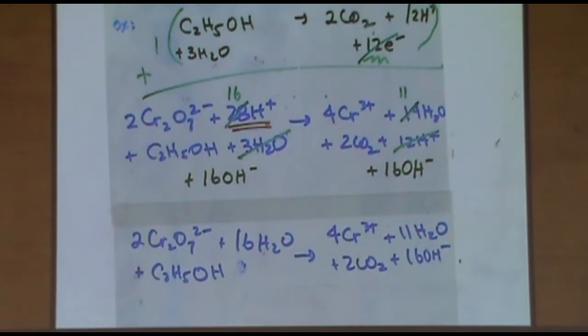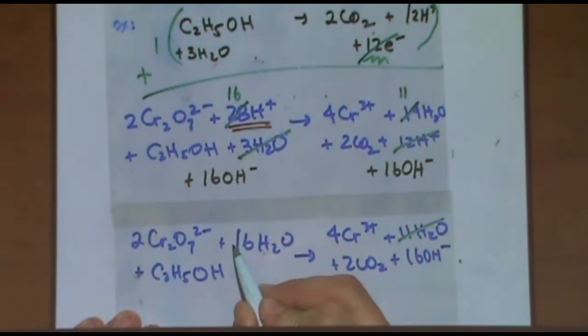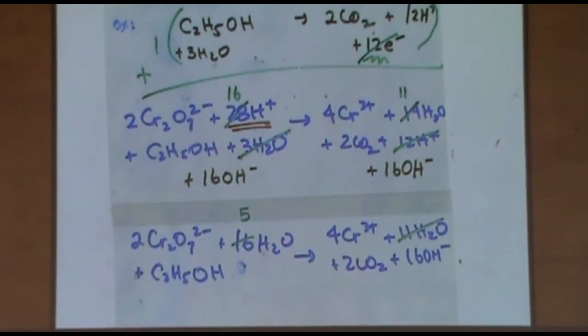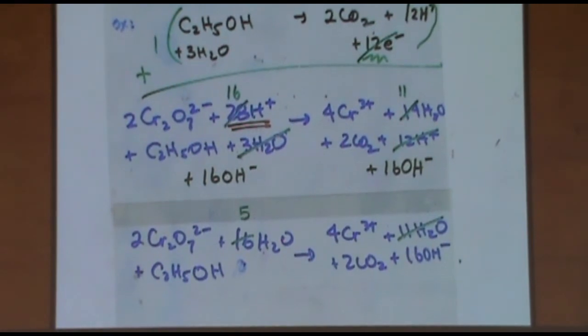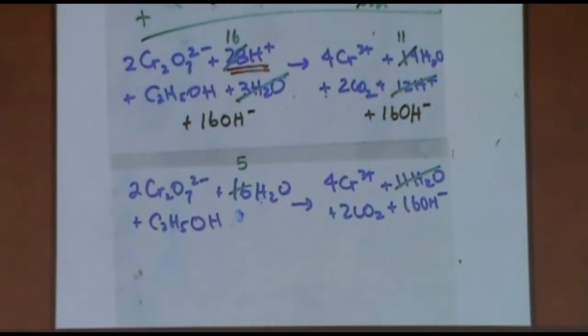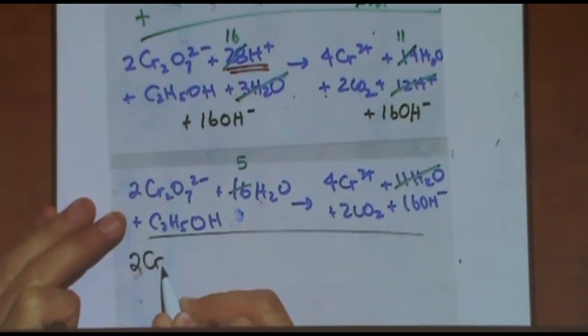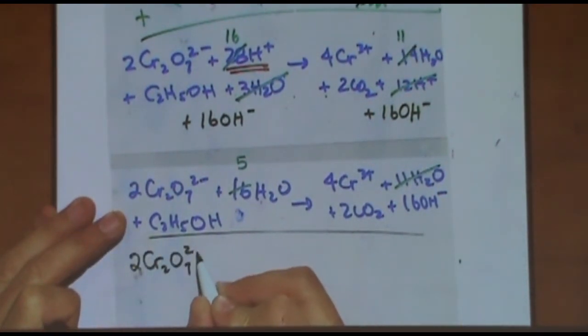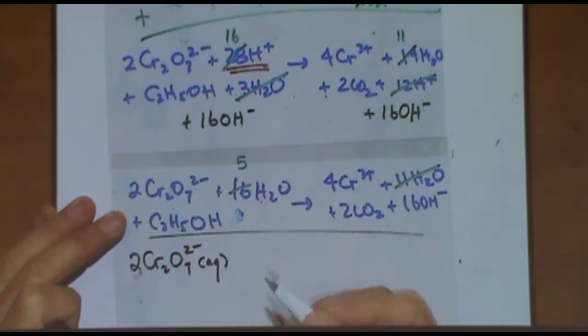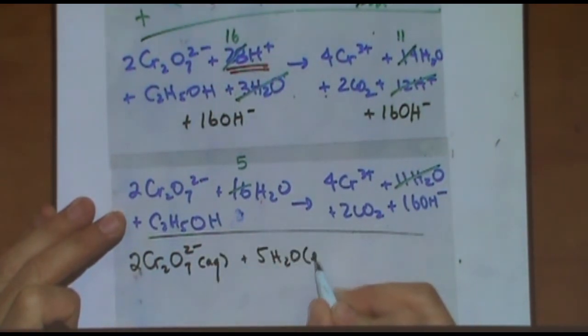Anything else cancel? Yeah, the waters do. So there's a net of 5 here. And does anything else cancel? I don't think so, so let's write our final answer. 2 Cr2O7 2 minus, aqueous, plus 5 H2O, liquid, plus ethanol.